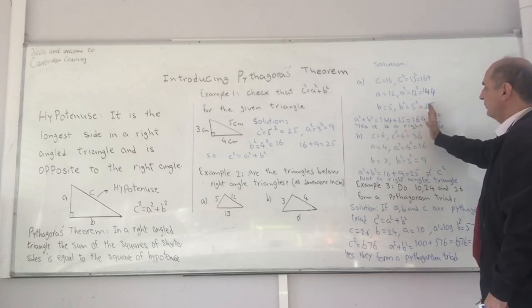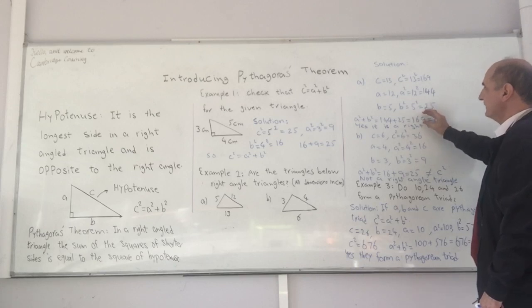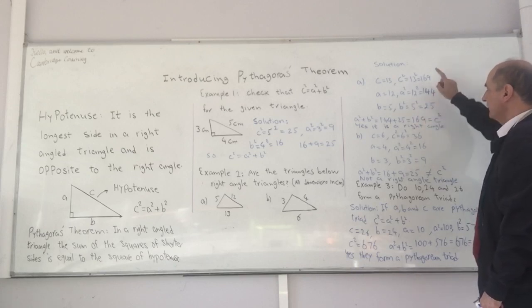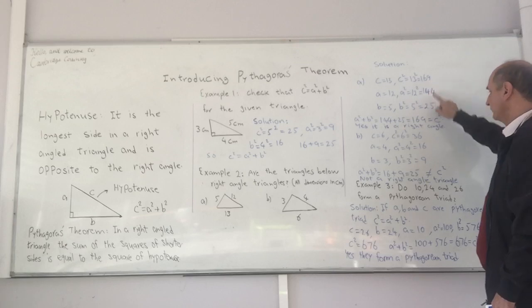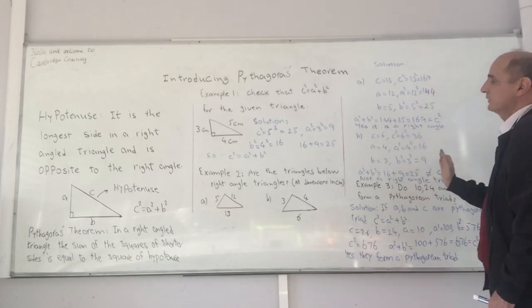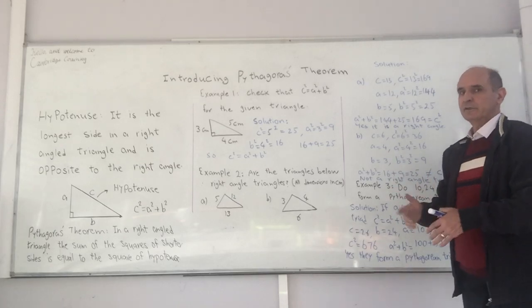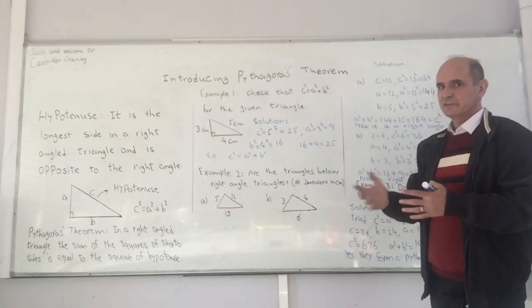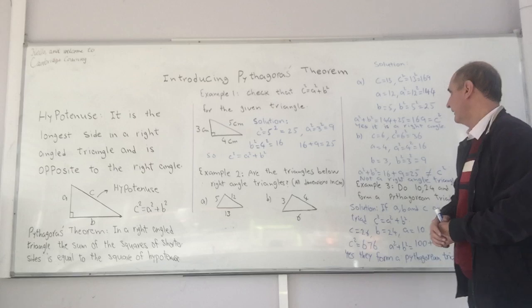Now you've got a squared plus b squared, you got to look at c squared. How much is c squared? That's 169 too. So it's equal to c squared. So yes, it is a right angle triangle, because a squared plus b squared equal to c squared is true.